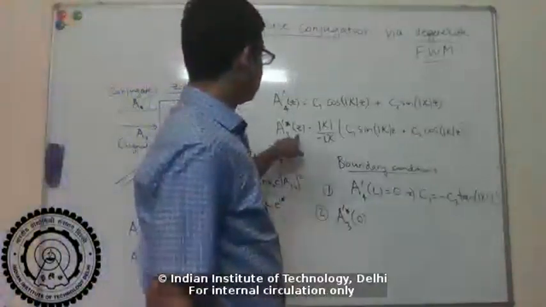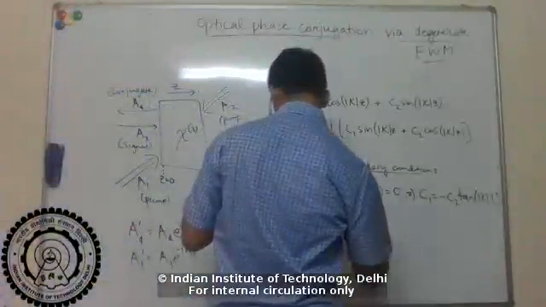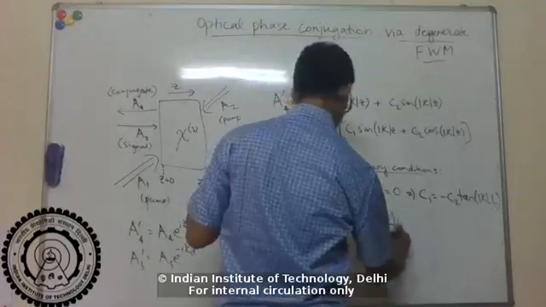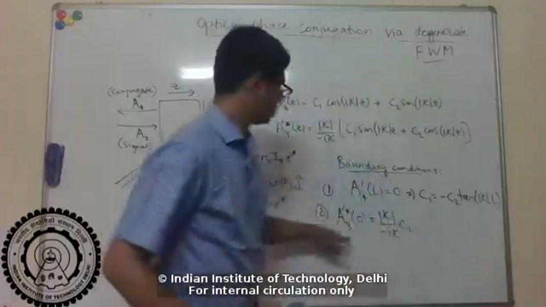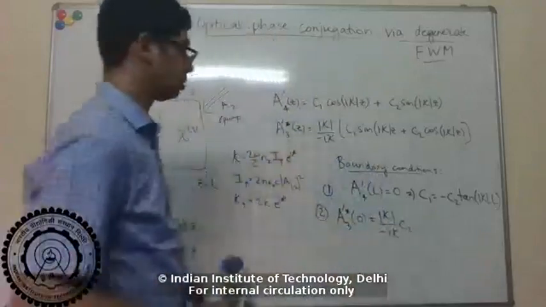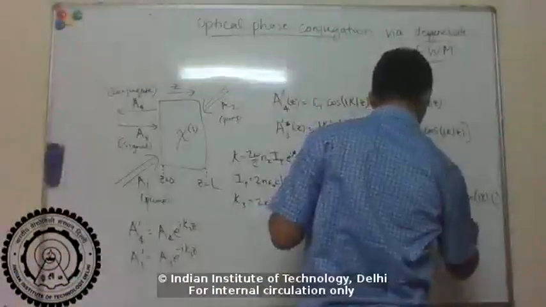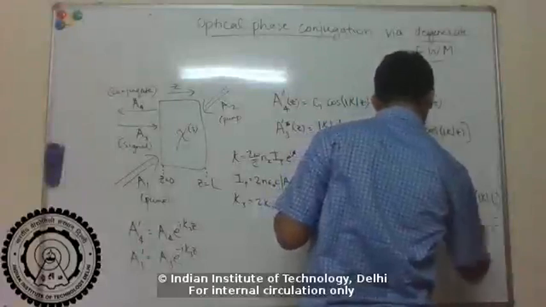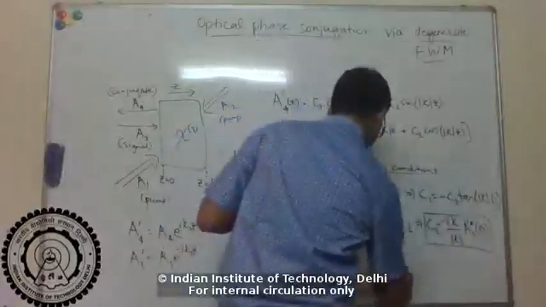So if you put z equal to 0 here, then you get another relation, so that C2 is equal to the input amplitude. Right, and from there we get C1.